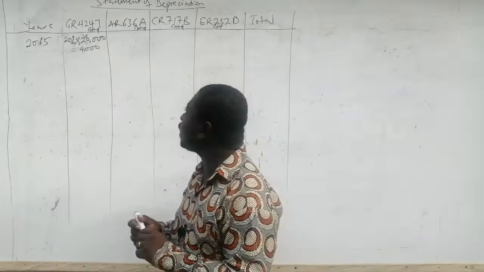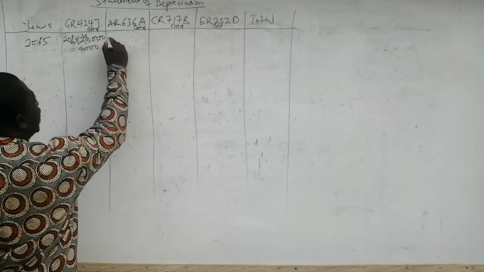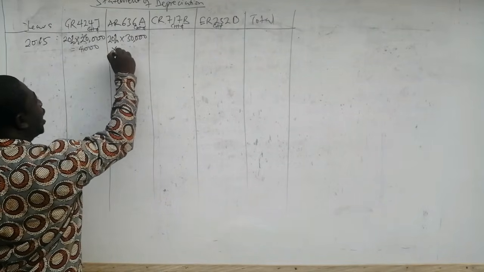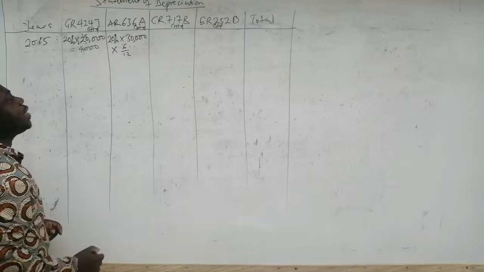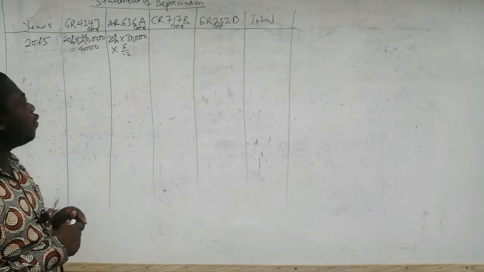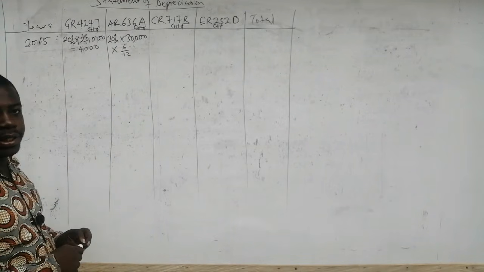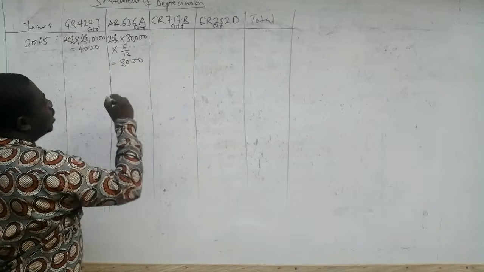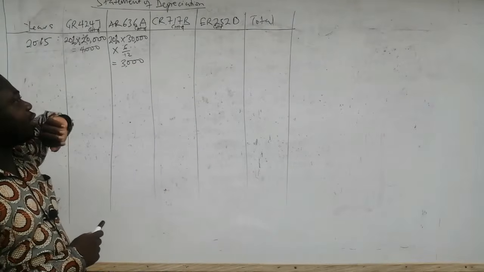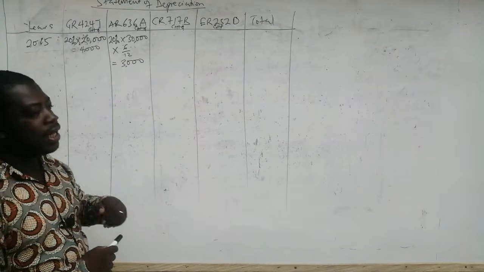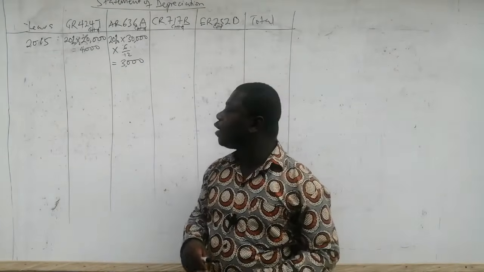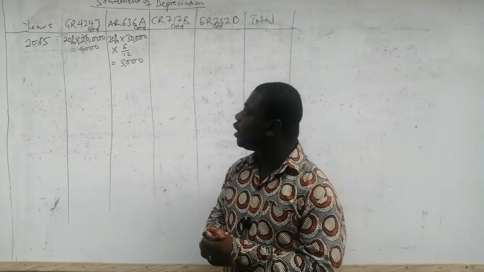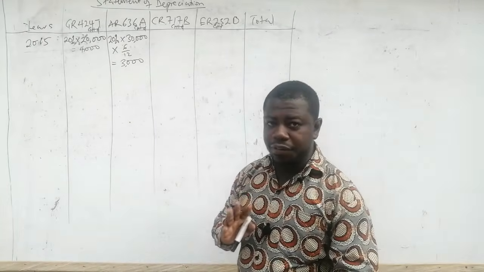And the cost is 30,000. And so for the second asset, it's going to be 20% times 30,000 times 6/12. The 6/12 is here to cater for the 6 months that it was used in the business. And so the answer is going to be 3,000 Ghana cedis because it should have been 6,000 for 20%, but then this is a fraction that is dividing by the number of months that it was used. And so we have 3,000 for the depreciation in 2015 for AR. I believe it's well understood.